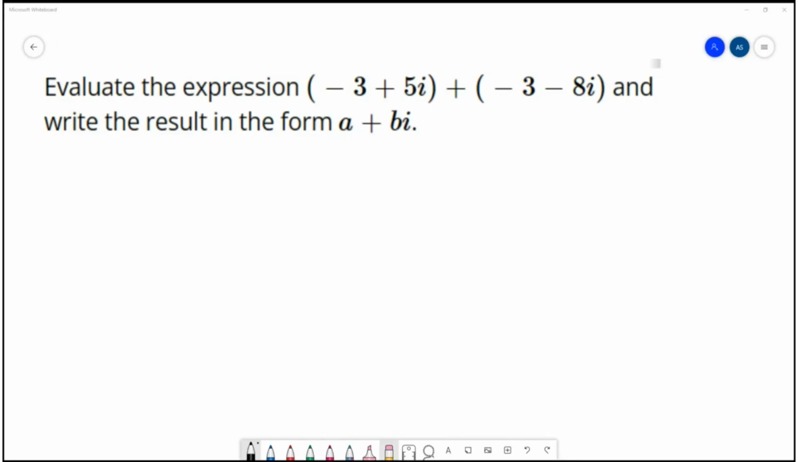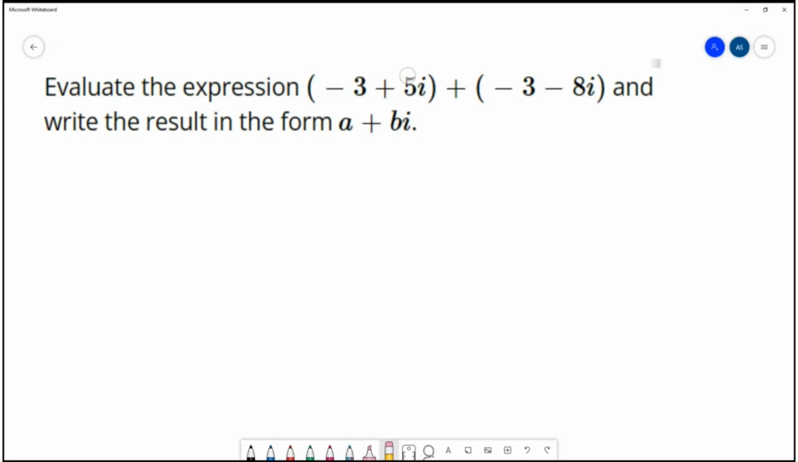We've got another 5 questions to work on from the practice test. On this question, we want to evaluate the expression (-3 + 5i) + (-3 - 8i) and write the result in a + bi form.